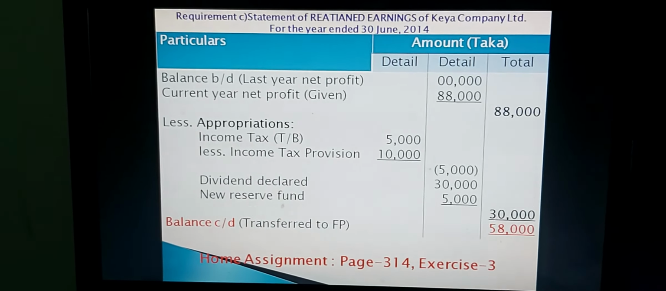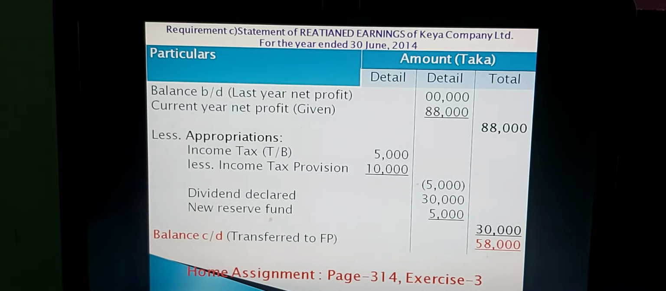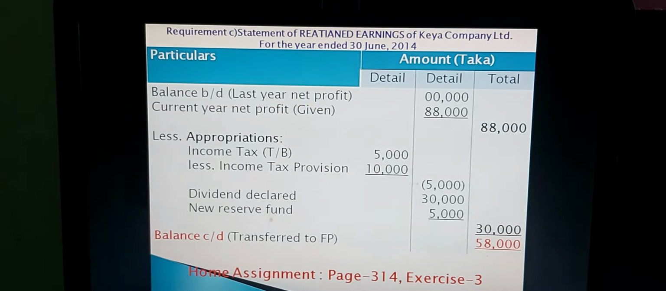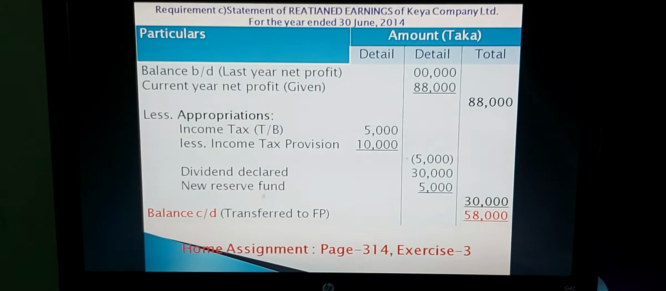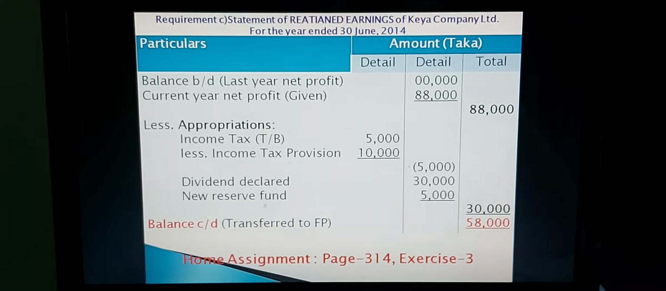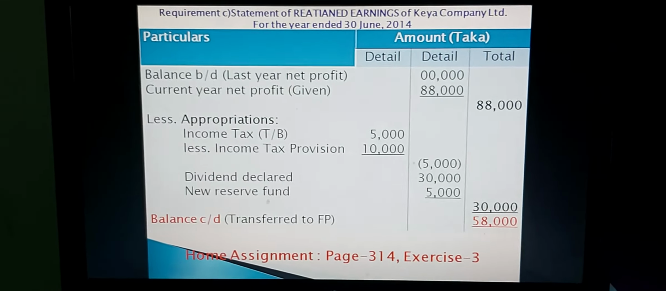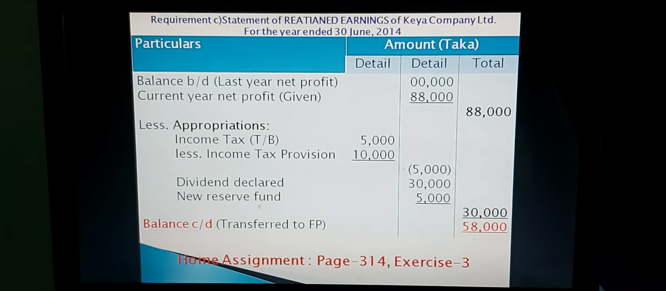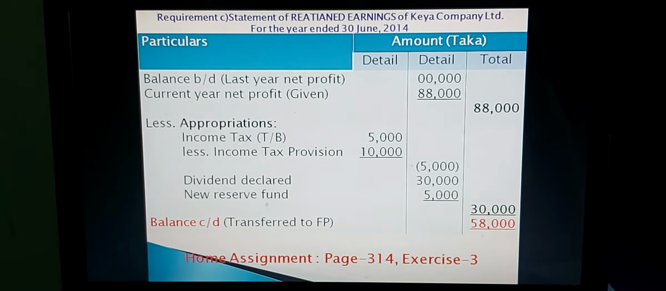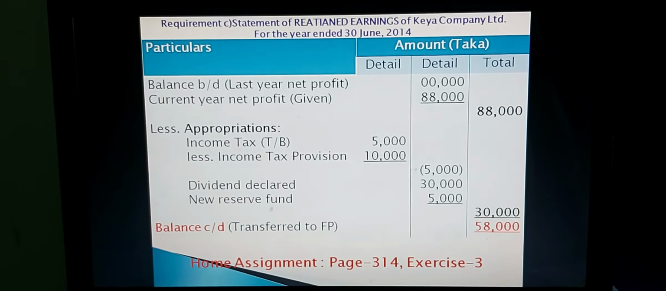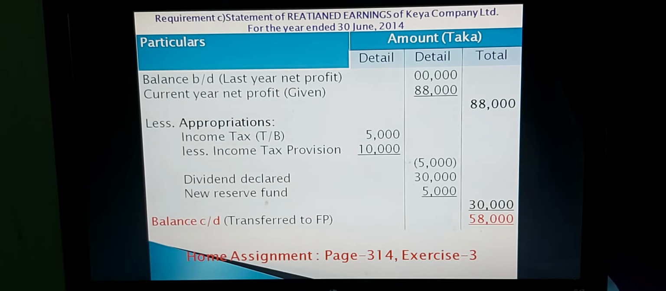Another one, reserve fund. This is not from the trial balance. This is from adjustment, adjustment number 9. Transfer 5,000 to reserve fund from net profit. So any kind of reserve or any kind of fund to be created from net profit, then you can write it in the appropriation item of the retained earnings statement. So I have written this amount 5,000 in the first column. The total appropriations amount 30,000, outer column 30,000. So you have to deduct it from the amount of 88,000.